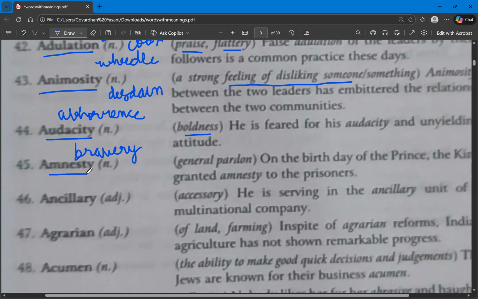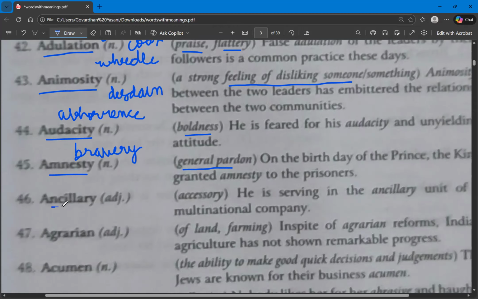Next, amnesty. Amnesty means general pardon. So the culprit applied for amnesty from the president. So the culprit requested pardoning from the president. So amnesty means general pardon.